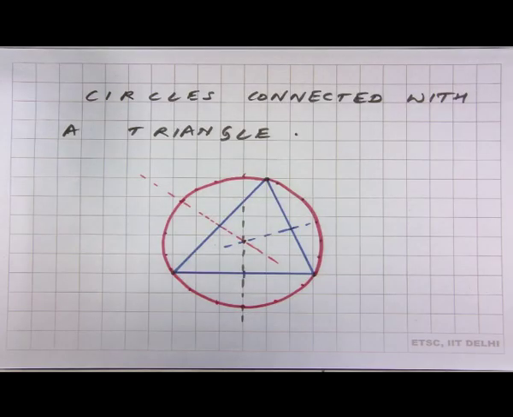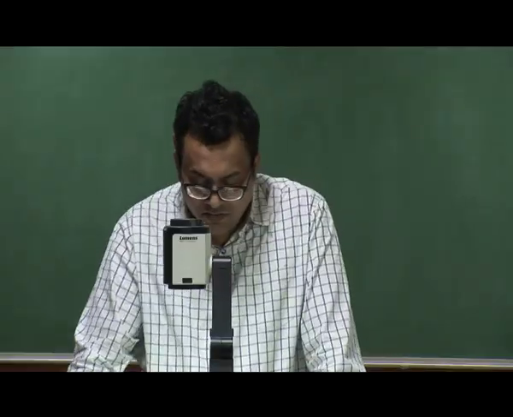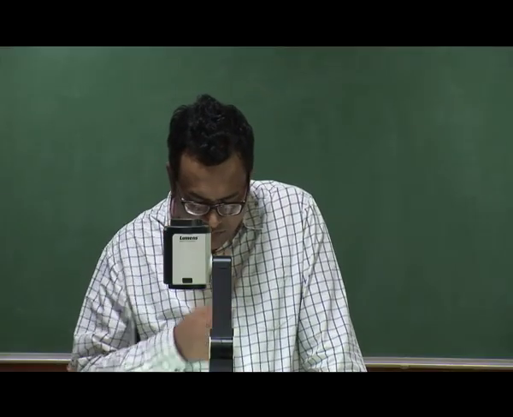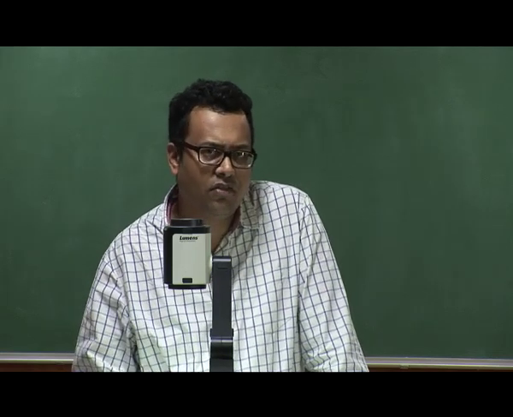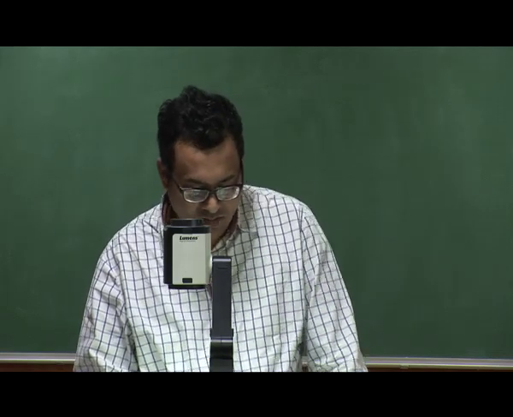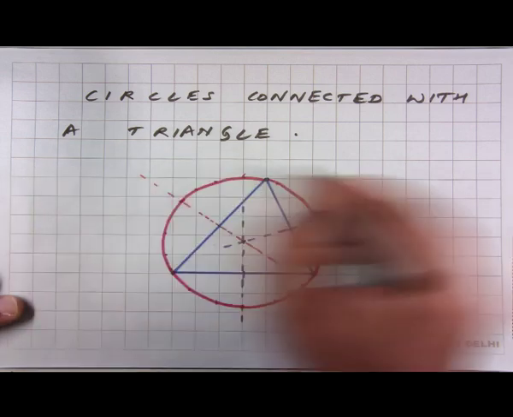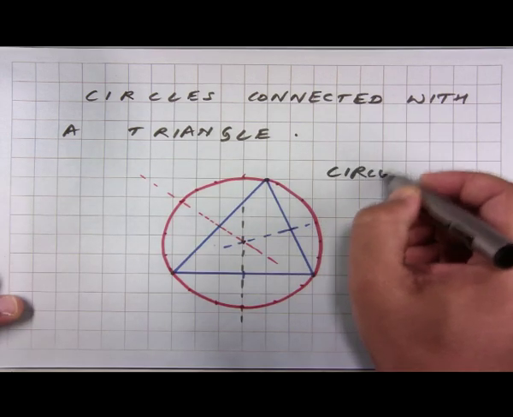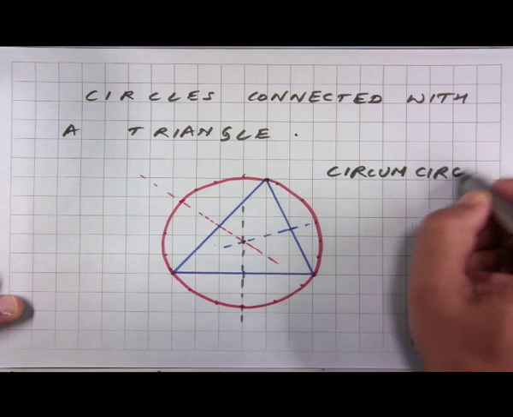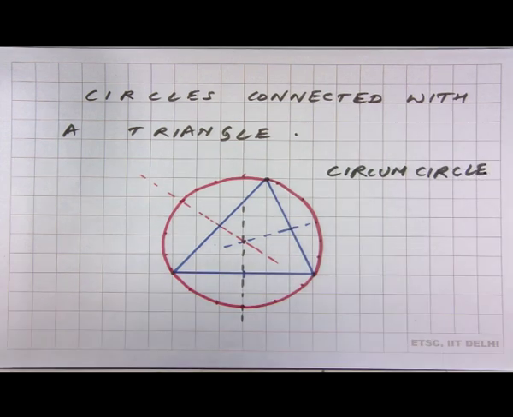So, next we would like to discuss the different types of circles which are associated or connected with a triangle. One of the circles which is connected to any triangle that you can think of is known as the circumcircle. So, what is a circumcircle?